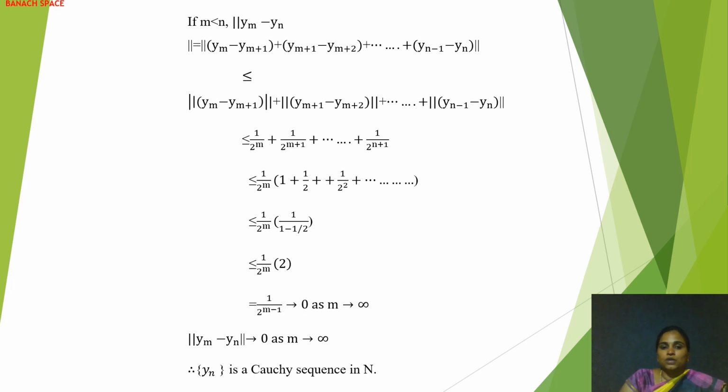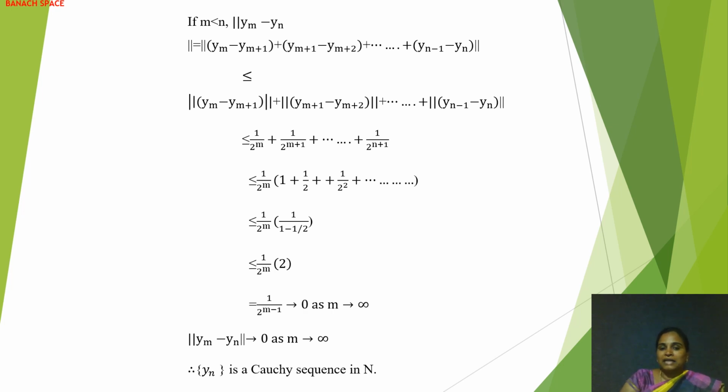Which is less than or equal to 1 by 2 power m plus 1 by 2 power m plus 1 plus etc. up to 1 by 2 to the power of n minus 1. So I can take 1 by 2 power m outside: 1 plus half plus 1 by 2 square plus etc. Which is also less than or equal to 1 by 2 power m times 1 by 1 minus r, that means 1 by 1 minus half, which is nothing but 1 by half, the denominator goes to the numerator. So I can write it as less than or equal to 1 by 2 power m into 2.